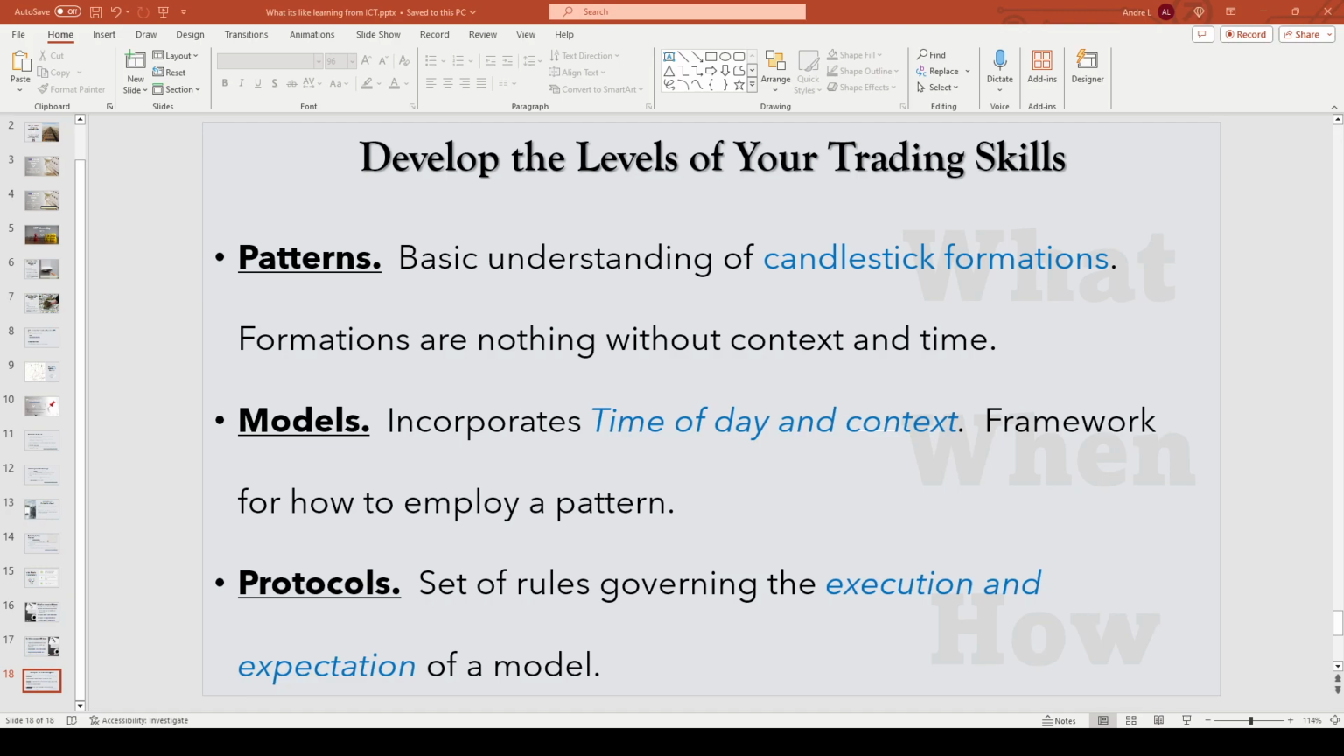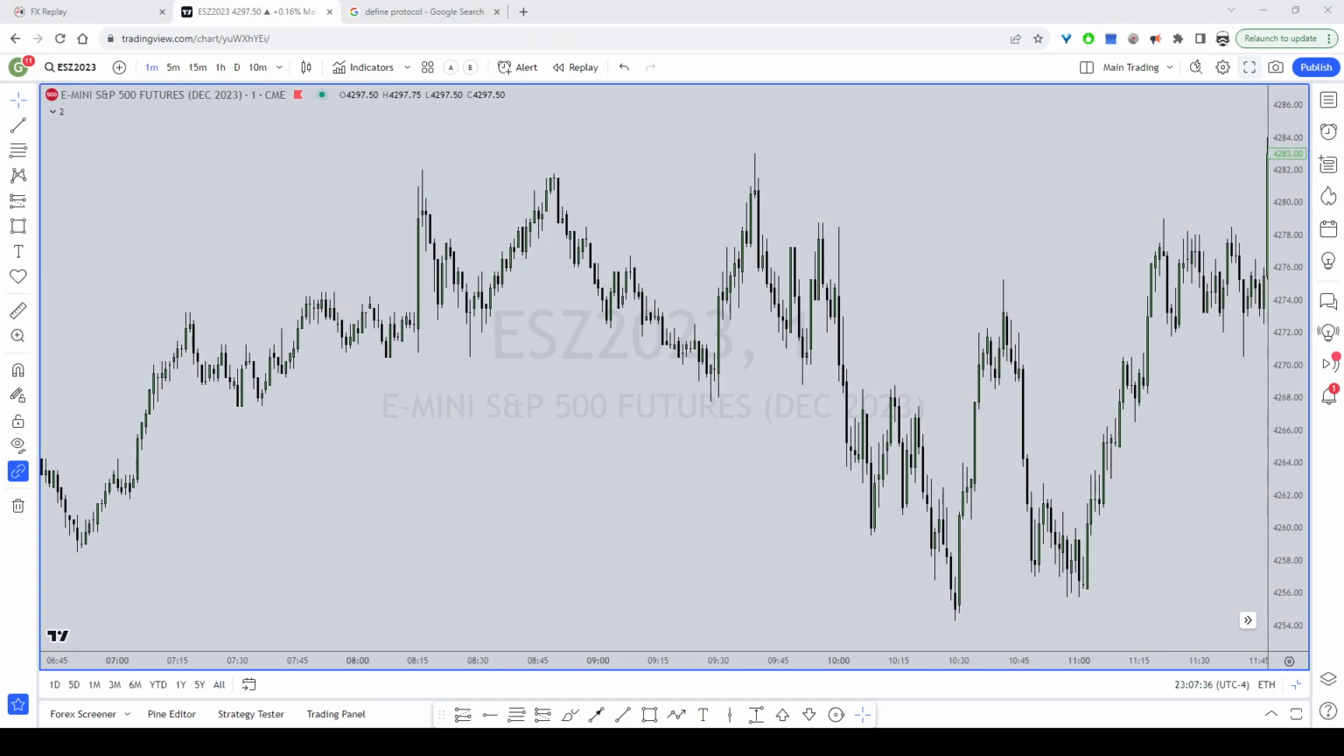The how is a protocol. These are the set of rules that will govern the execution and expectation of a model. Let's jump over to a chart. So first, let's talk about the pattern, the what.